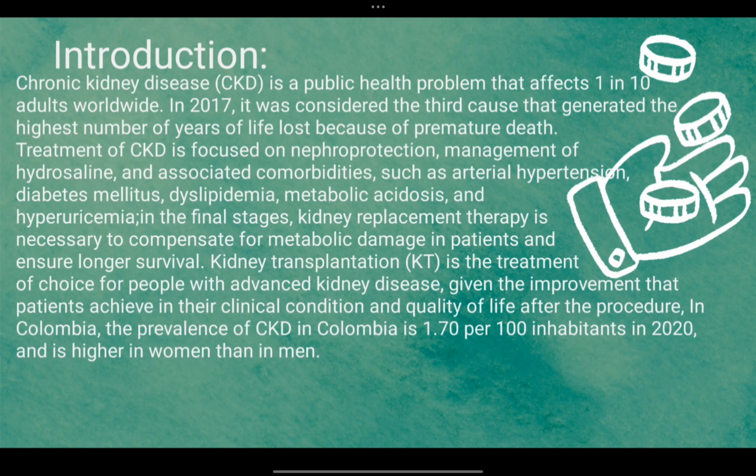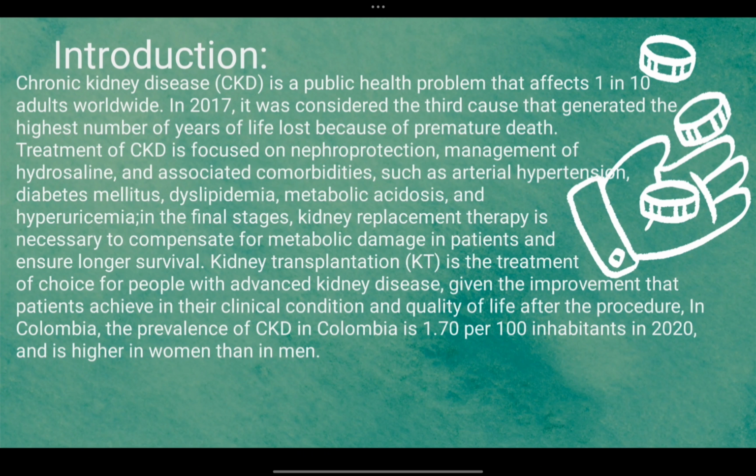Kidney transplantation is the treatment of choice for people with advanced kidney disease, given the improvement that patients achieve in their clinical condition and quality of life after the procedure. In Colombia, the prevalence of chronic kidney disease was 1.7 per 100 inhabitants in 2020 and is higher in women than in men. Kidney transplantation requires the use of lifelong immunosuppressive therapy to prevent rejection or loss of the implanted organ.